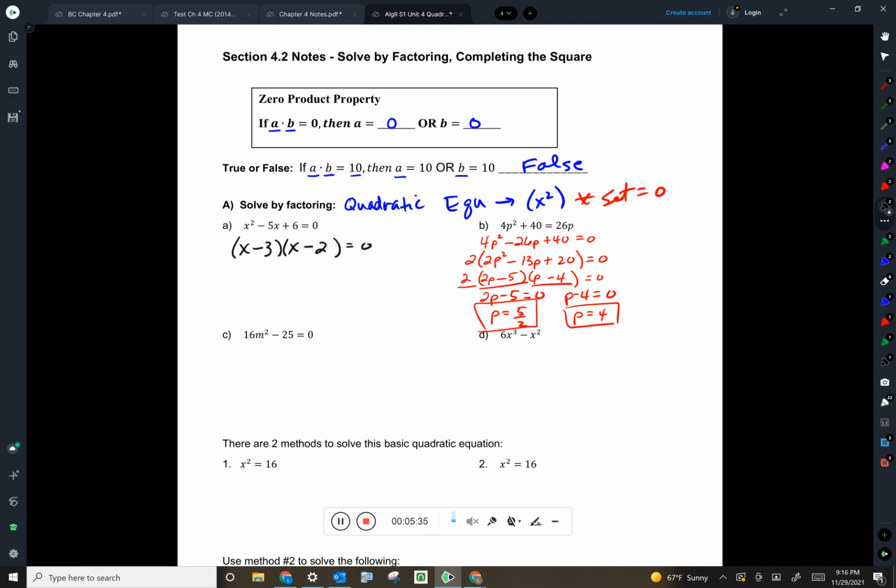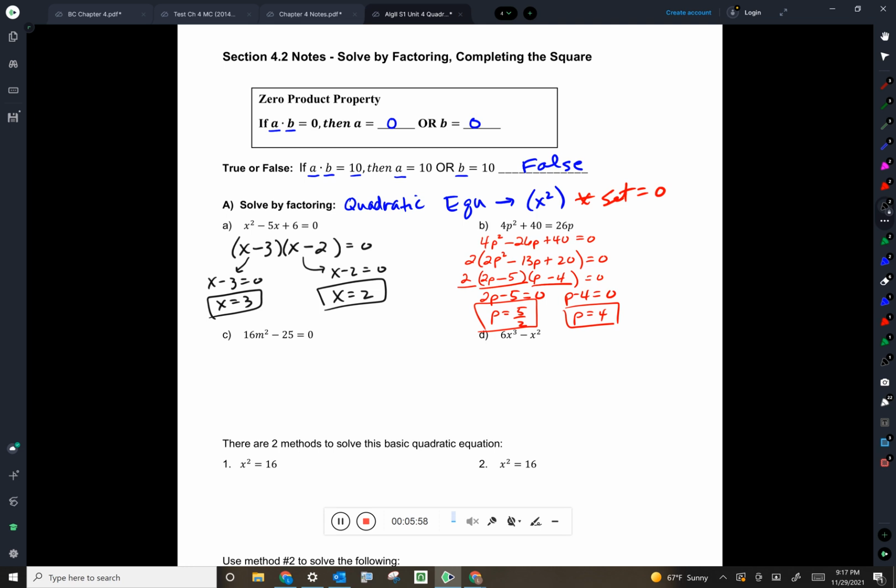So I set each individual factor equal to 0. So if this one equals 0, then doesn't that mean x equals 3? But if this factor is the one that equals 0, that means x could equal 2. So I have two solutions.